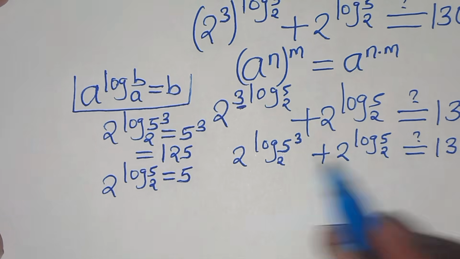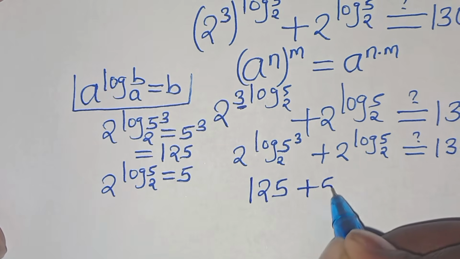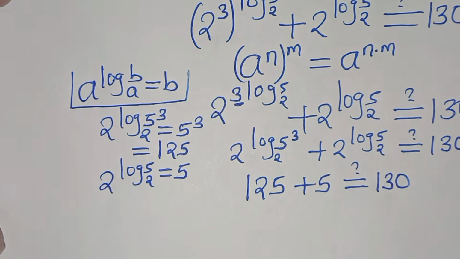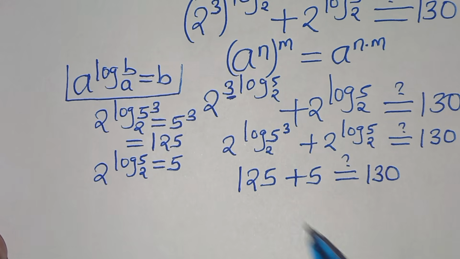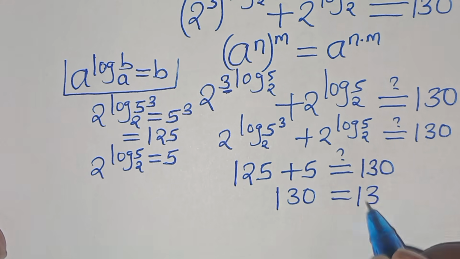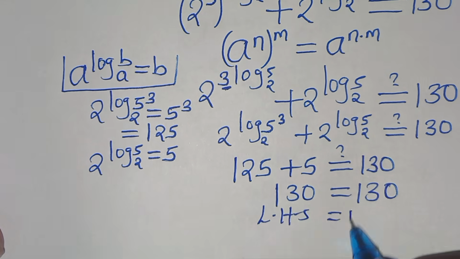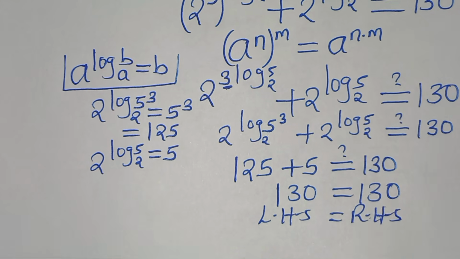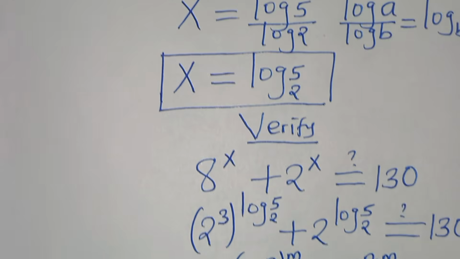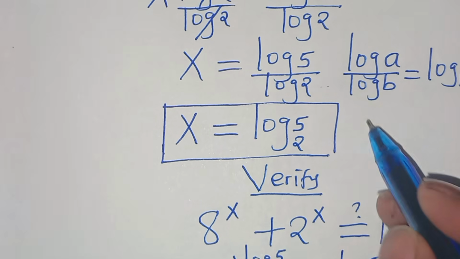Substituting this back to the equation here, we have 125 plus 5. This should give us a value of 130. So therefore, we have 125 plus 5, which is equal to 130. So the left hand side is equal to the right hand side. And this affirms that the value of x here, which is equal to log 5 to base 2, satisfies the equation.